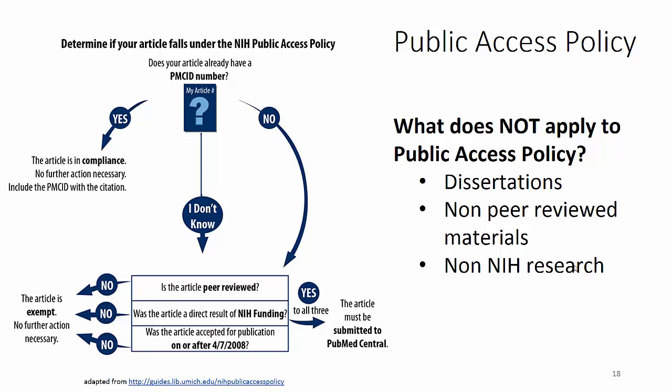There are 3 pillars that we have to think about. First, is the article peer-reviewed? Was the article a direct result of NIH funding, in part or in whole? And was the article accepted for publication after April 2008? And of course, by now, that's about everything. If the answer to any one of those is no, then the article is exempt. It can be on the My Bibliography, but you can tag it as exempt for one of these reasons. If the answer is yes to all 3 of those, then you have to put that manuscript into PMC.